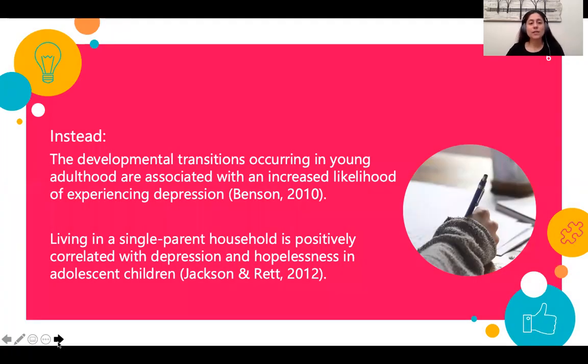So these would be better examples. The developmental transitions occurring in young adulthood are associated with an increased likelihood of experiencing depression. And this would be more accurate with what the author has said. And then the second one, living in a single parent household is positively correlated with depression and hopelessness in adolescent children, as opposed to saying living in a single parent household causes depression and hopelessness.